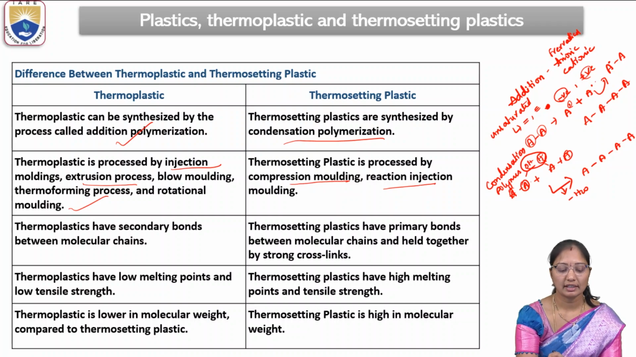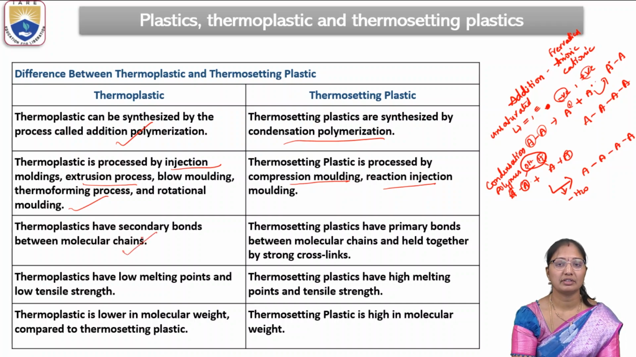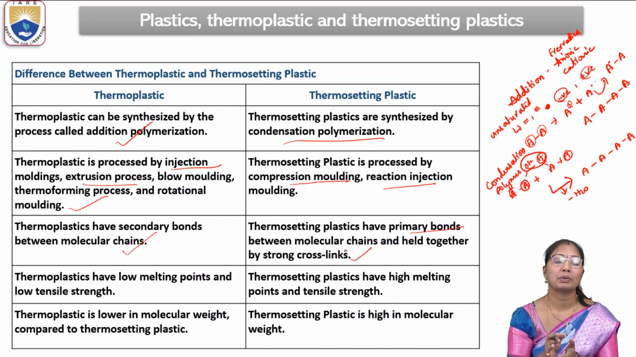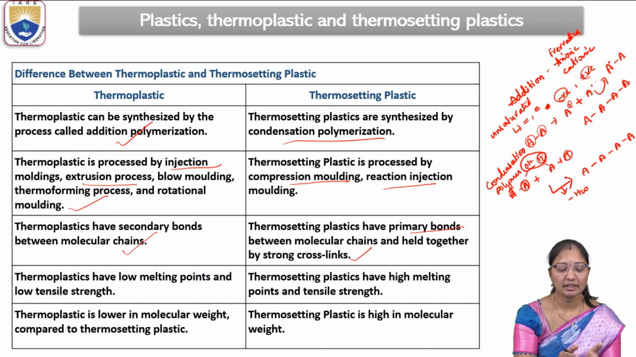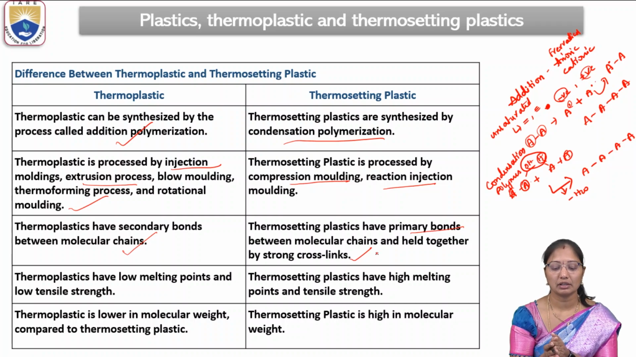Thermoplastics have secondary bonds between the molecular chains. Thermosetting plastics have primary bonds between the molecular chains, held together by crosslinks. As we know, they are very rigid because of their crosslinks. Here, thermoplastics have secondary bonds between the molecular chains, whereas in thermosets the primary bonds between the molecular chains are held together because of the crosslinks between the two linear polymer chains.